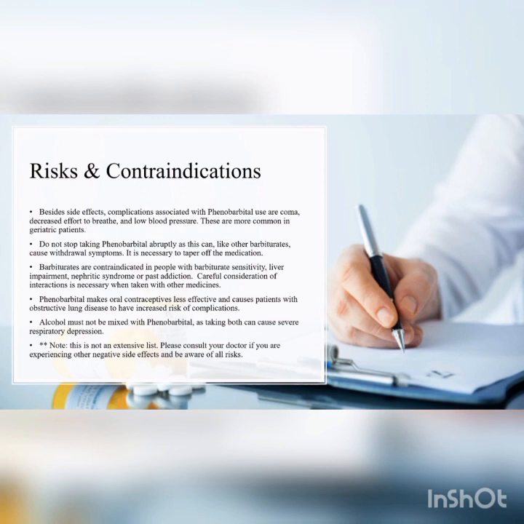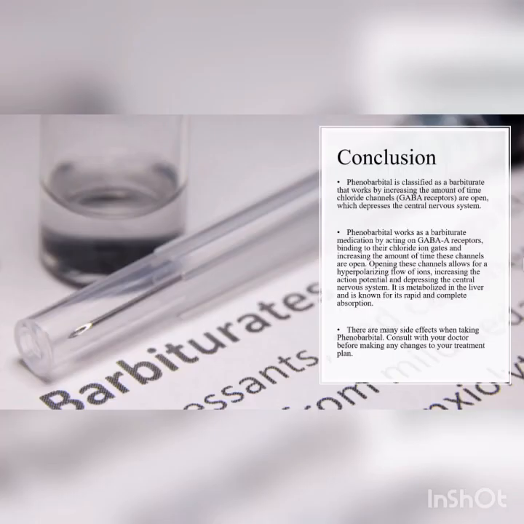Barbiturates are contraindicated in people with barbiturate sensitivity, liver impairment, nephrotic syndrome, or past addiction. Careful consideration of interactions is necessary when there is an increased risk of complications. Alcohol must not be mixed with this drug while taking it. Conclusion: phenobarbital is classified as a barbiturate that works by increasing the amount of time chloride channels are open.